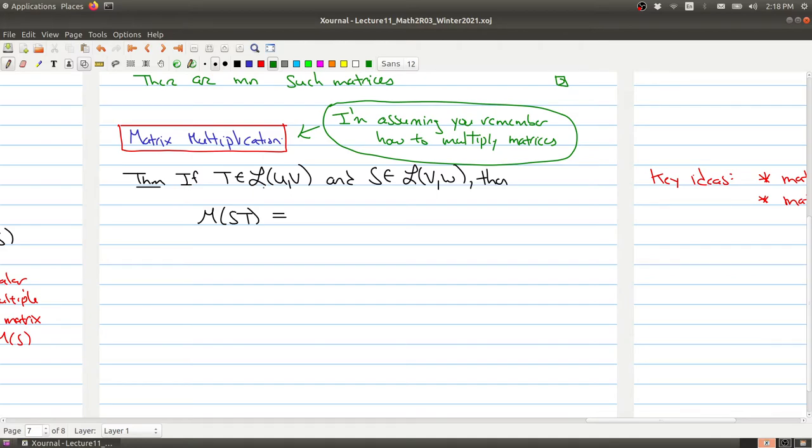So if T is a linear map from U to V, and S is a linear map from V to W, then we know that ST is a linear map from U to W, because we're doing composition. We take something in U, plug it into T, we get something in V, and then we can plug it into S to get something in W.